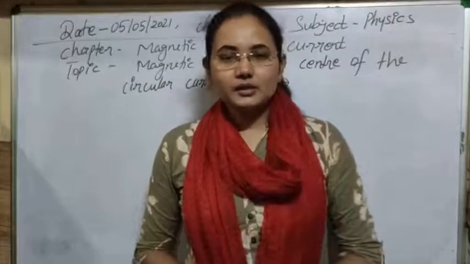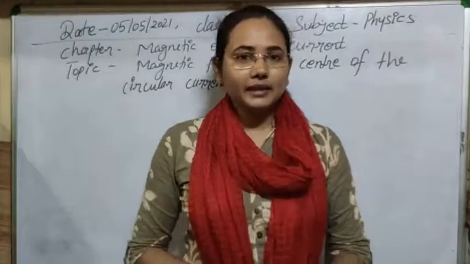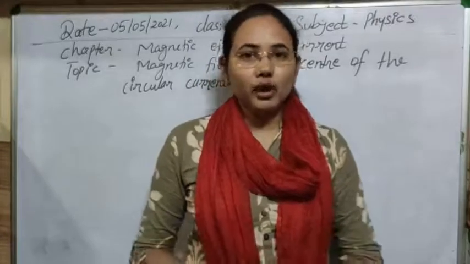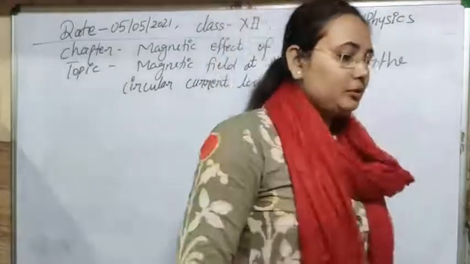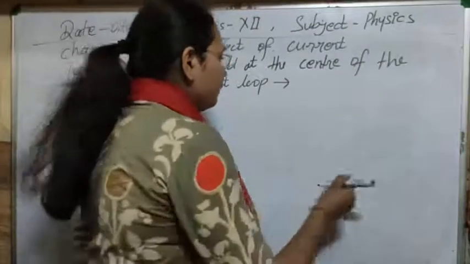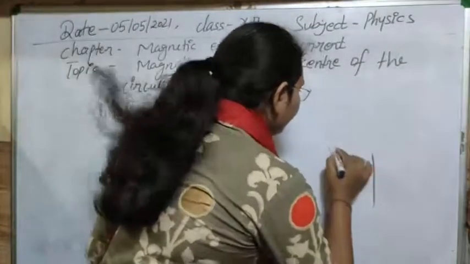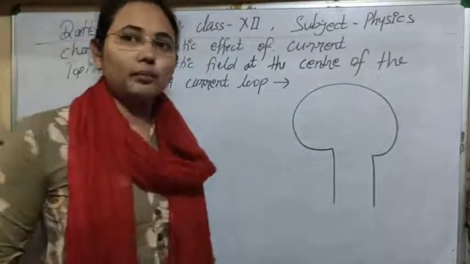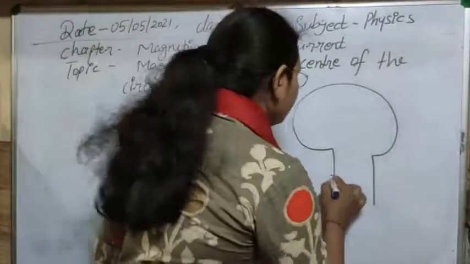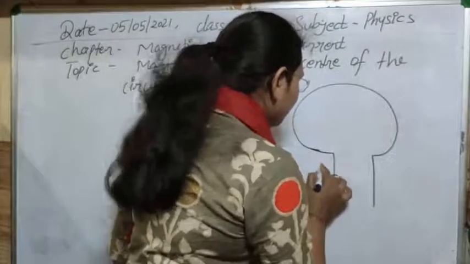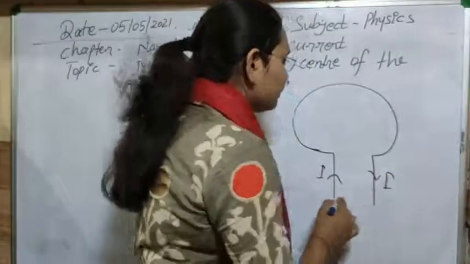So today let's discuss the second application of this. How can you find the magnetic field if you have a different kind of conductor? Suppose we have a conductor that is a circular current loop. So we have a circular loop, and in this loop a current I is flowing, entering at this point and leaving through this point.